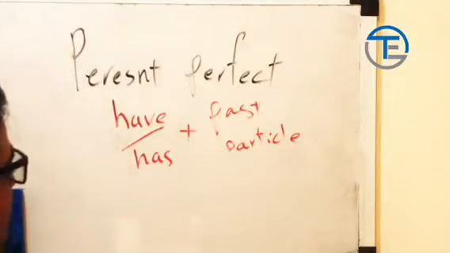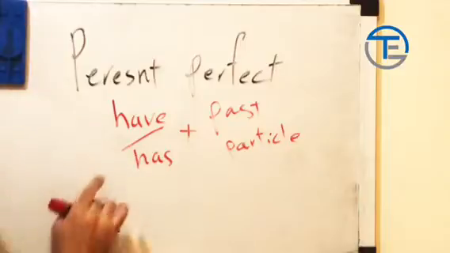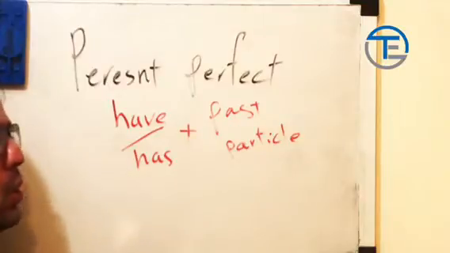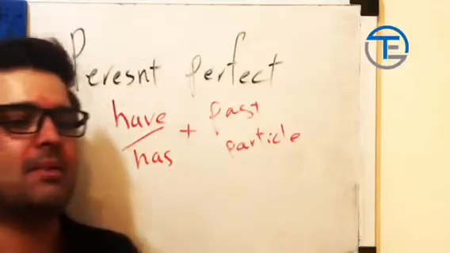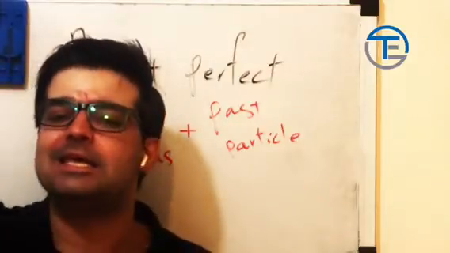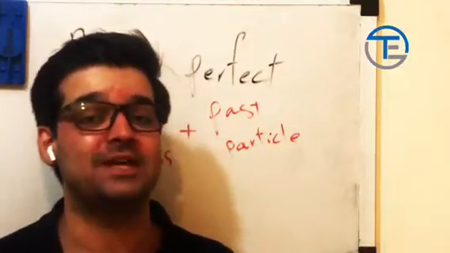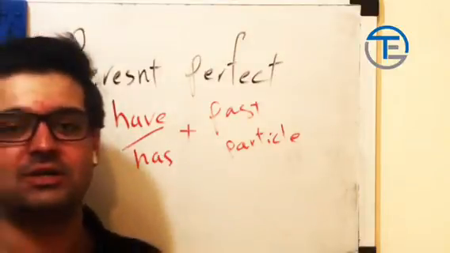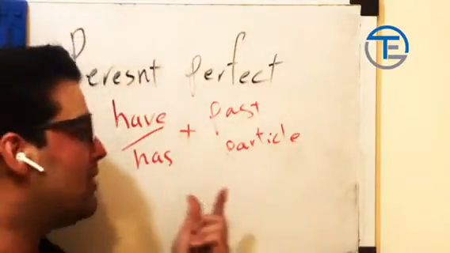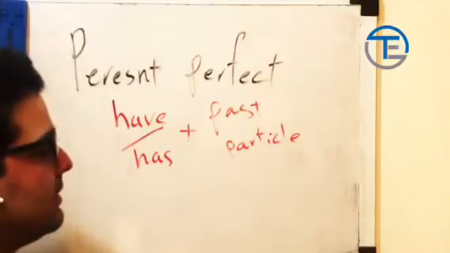Okay. When you want to make a sentence, it's easy. You have to start with the subject. Have or has depends on your subject. For example, I have, you have, we have, they have. But for she, he, it, you have to say has. She is, he is, it is, you have s. So you have to write has and then write the past participle of your main verb.